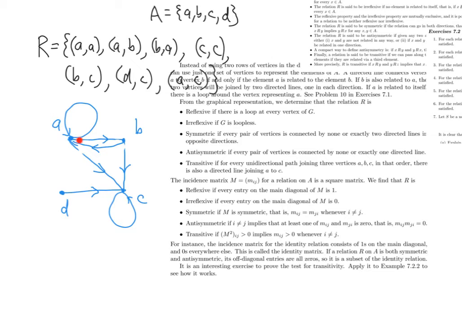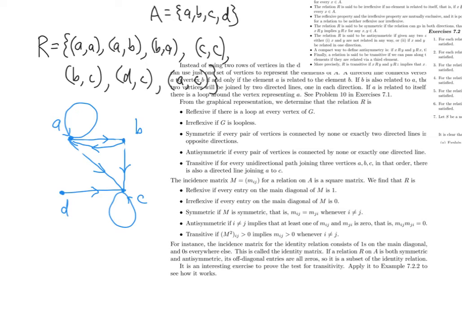So that's true here. If I start at B, there's a unidirectional path from B to C through A, but there's also a directed line joining B and C. Remember, the A, B, and C, when we're talking abstractly, talking in general, those are just placeholders. We have to check it for every single situation that is relevant. So yes, this is transitive.